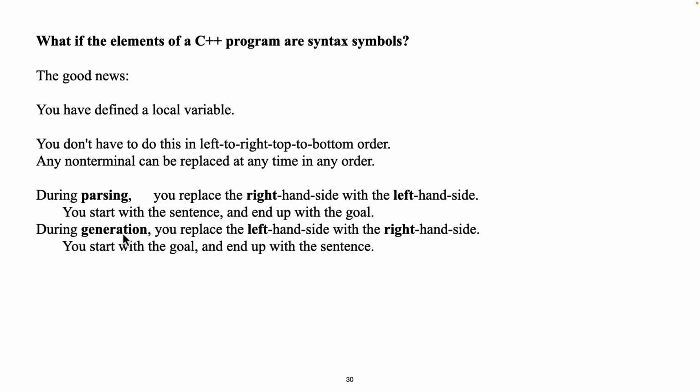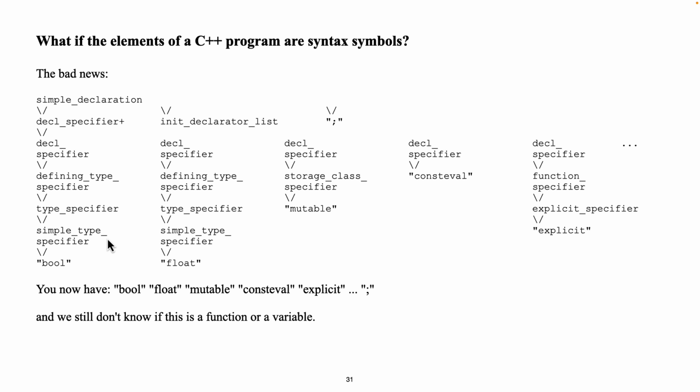Observe that generation is the exact opposite of parsing. During parsing, you replace the right-hand side with the left. You start with the sentence at the bottom and end up with the goal at the top. Generation is the exact opposite. You start with the goal on the top and replace it with right-hand sides to end up with the sentence at the bottom. So we're doing the inverse of what a compiler front-end parser is doing. We're generating and guaranteeing a legal program at every stage. Or are we?